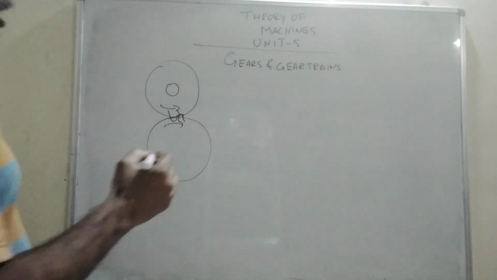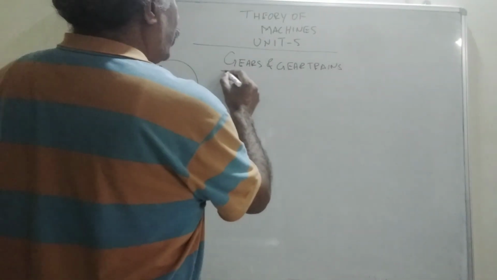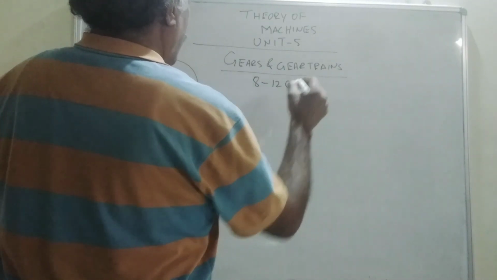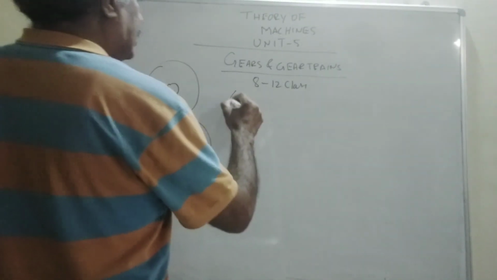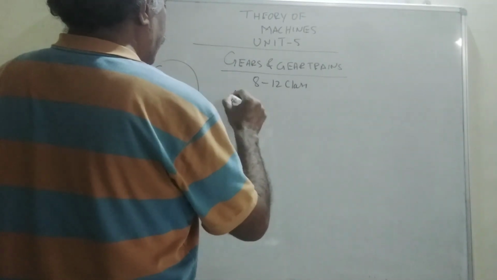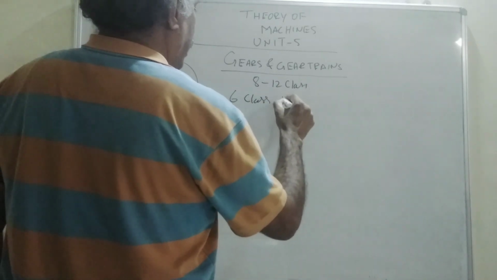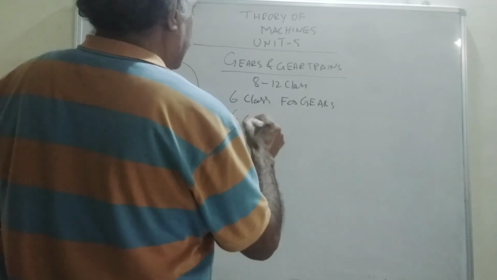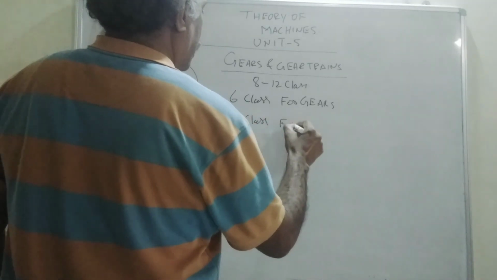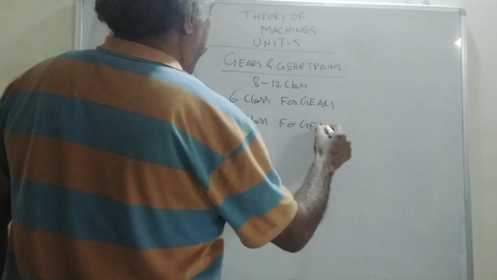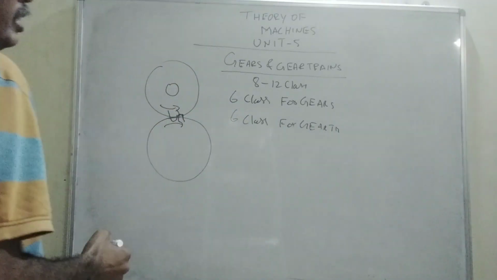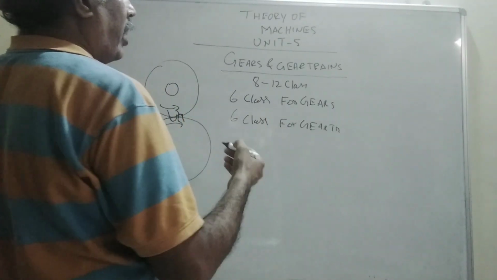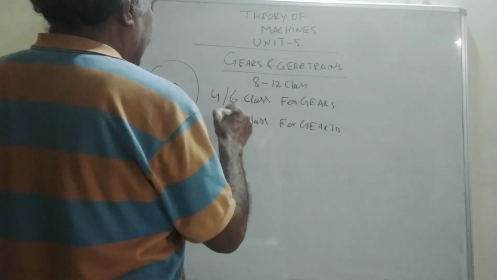So this unit you have to cover within 8 to 12 classes, and you can take 6 classes for gears and 6 classes for gear trains. If it is an in-class session, depending upon availability, we can reduce it and complete 4 to 6 classes and 4 to 6 classes.